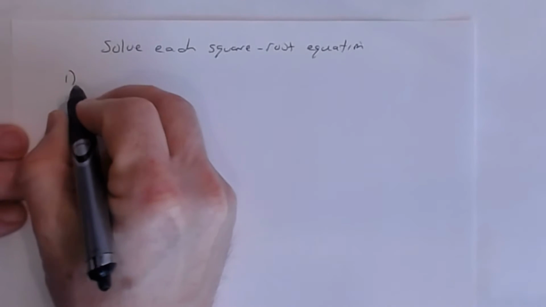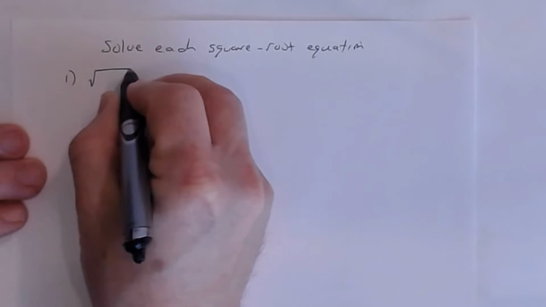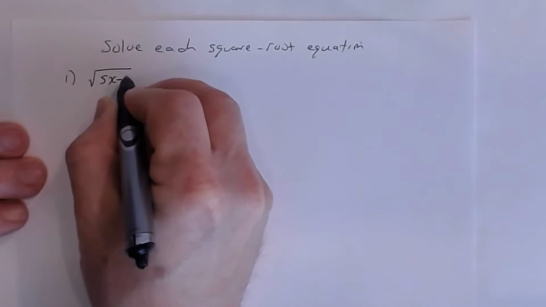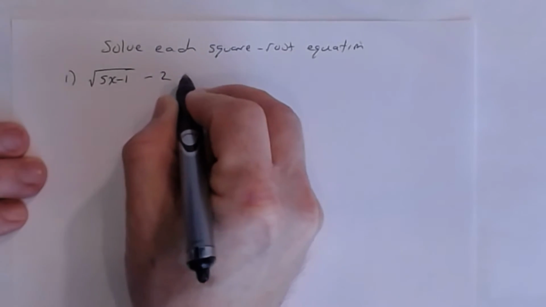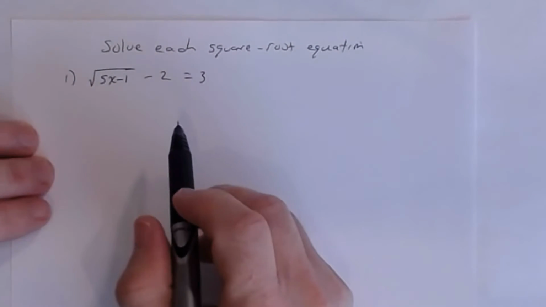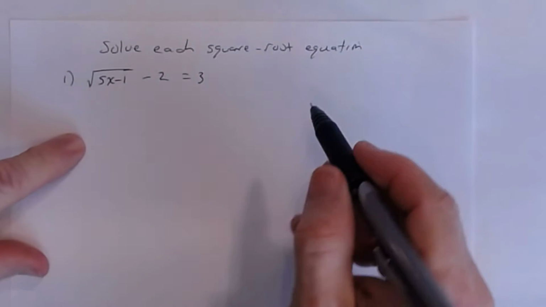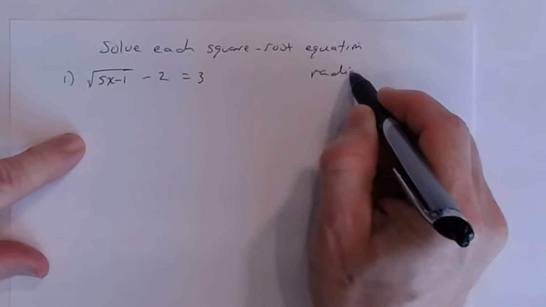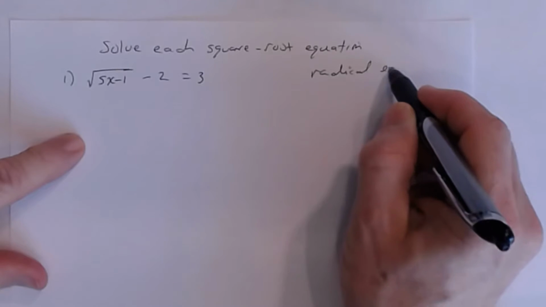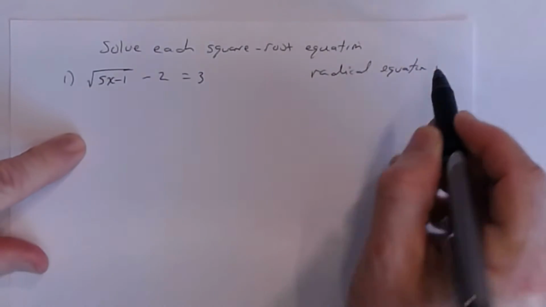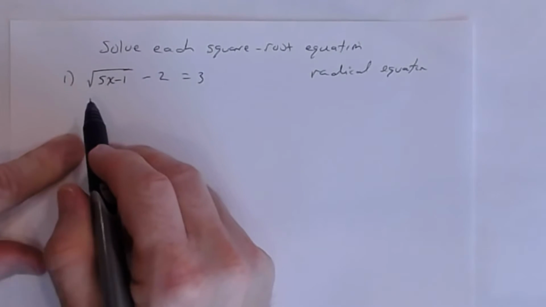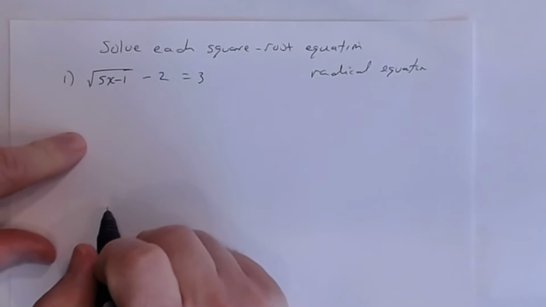Okay, so number one, let's suppose we had the square root of 5x minus 1 minus 2 equals 3. All right, so this is a radical equation. It's sometimes called a radical equation. In this case, though, the radical is the square root. So you have the square root equation.